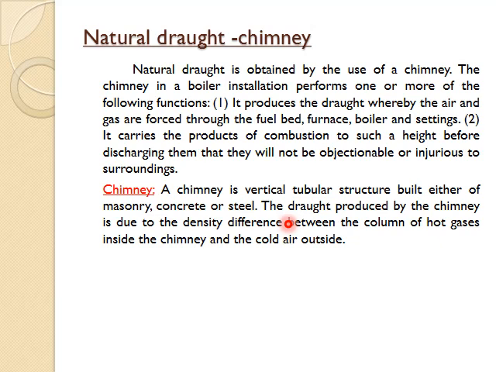Chimney. A chimney is a vertical tubular structure built either of masonry, concrete or steel. The draught produced by the chimney is due to the density difference between the column of hot gases inside the chimney and the cold air outside.